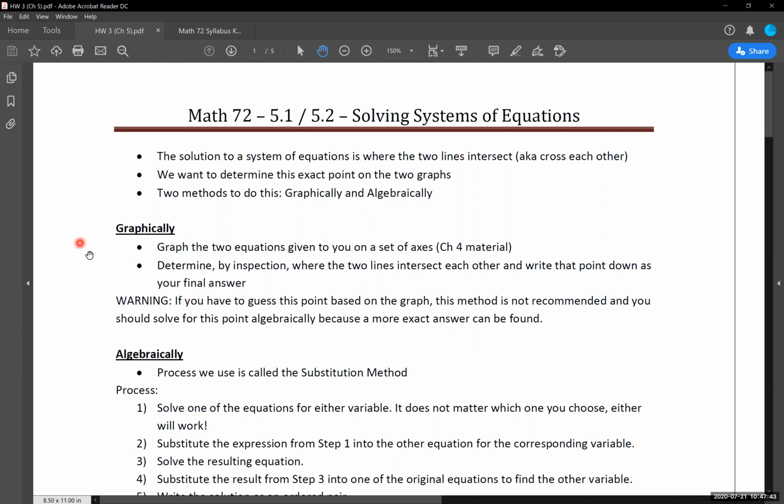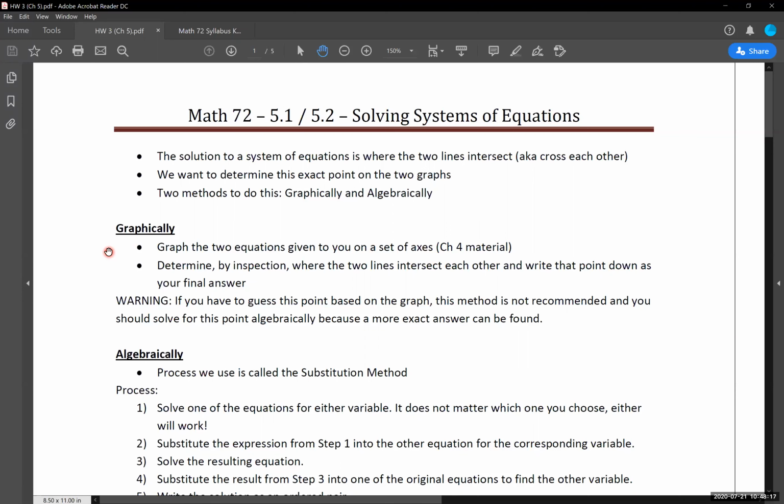So graphically, again, we want to graph the two equations given to us on a set of axes. This is the chapter 4 material. If you're told, determine the solution to the system of equations, meaning where do these things cross, graphically, you need to set up the set of axes, you need to label the set of axes, you need to scale them, define the positive and negative directions. You need to do all of that if you're doing it by hand. Then we need to graph the two equations, and we have multiple methods to make that happen.